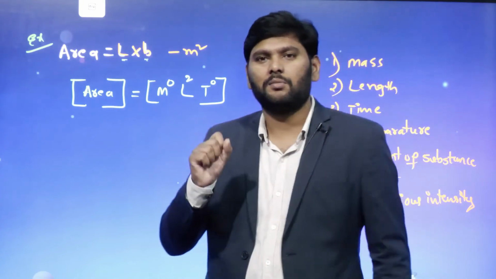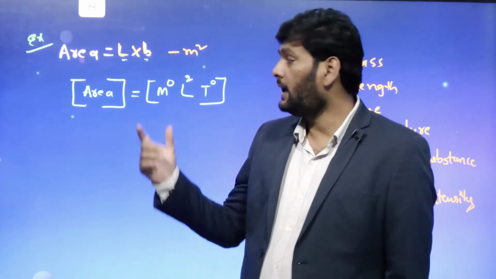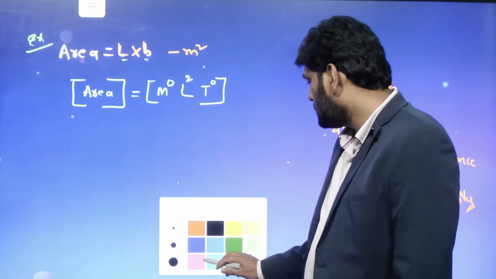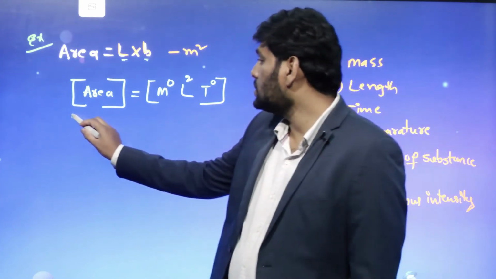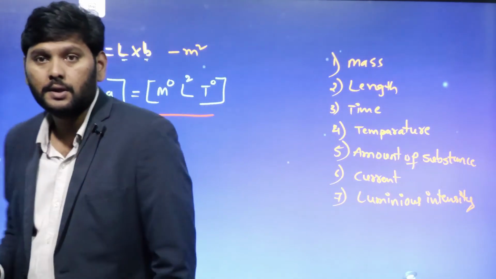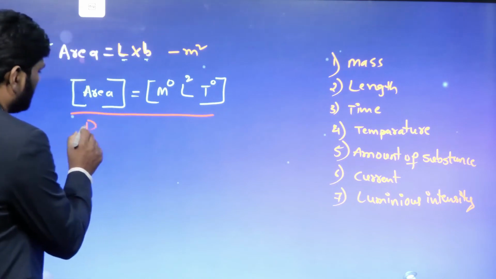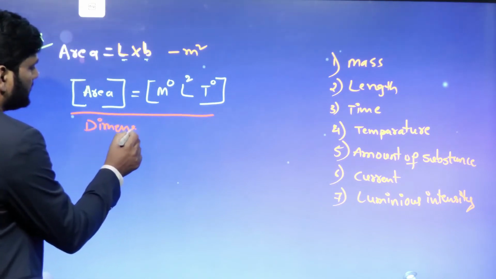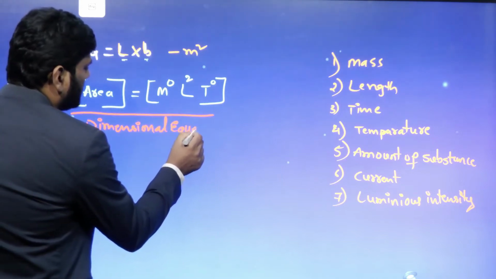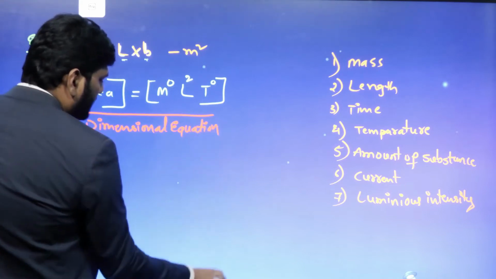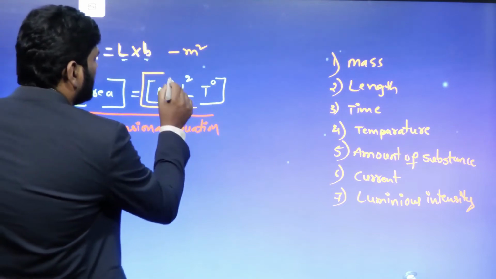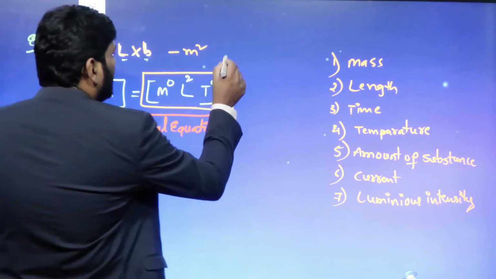Writing this way is nothing but dimensional analysis, and writing this way is called dimension formula. Look at here carefully. This total complete equation is called the dimensional equation. This complete equation is called what? Dimensional equation. And only this part is known as the dimensional formula.